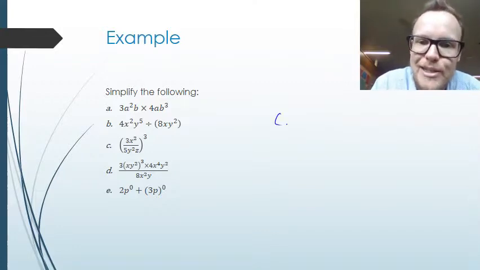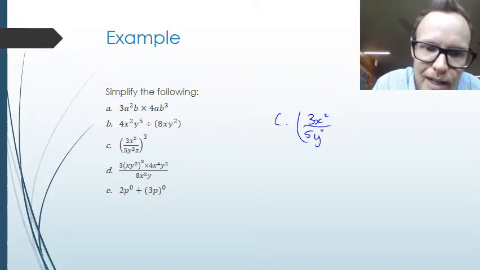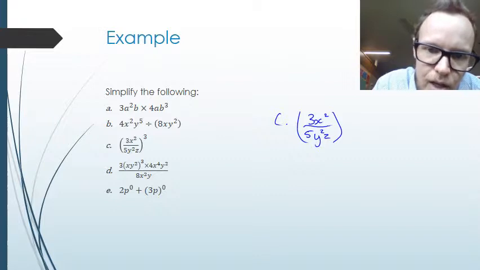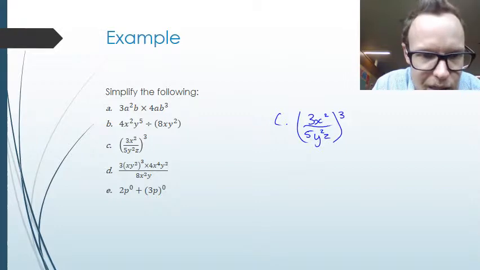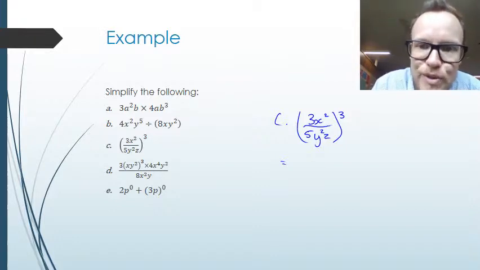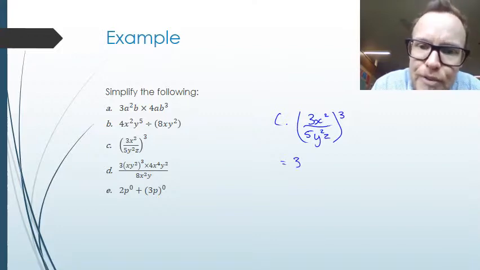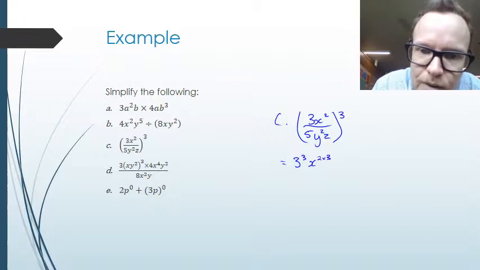C, we're going to look at index law 3 here. And the question we've got is 3x squared over 5y squared z, all to the power of 3 here. So it's going to be index laws 3, 4 and 5 actually for this one. So here what we can do is we distribute the cubed to every value inside. That's index law 3. So we get 3 cubed x 2 times 3.